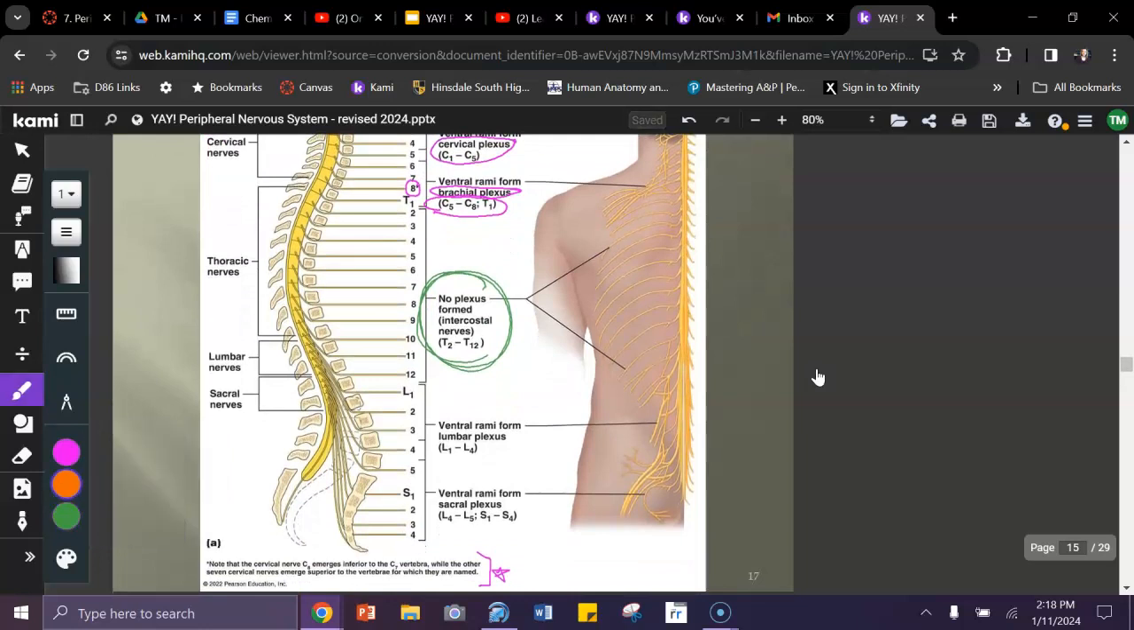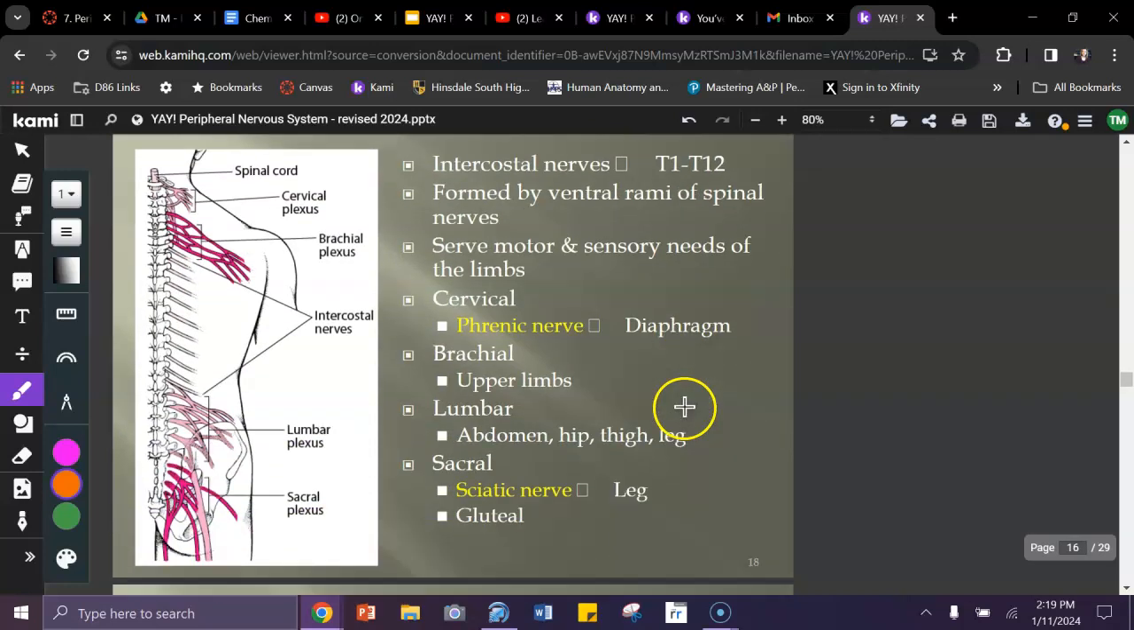The lumbar plexus is going to form from nerves L1 through L4. And then finally, the sacral plexus is going to form from L4 to L5 and from nerves S1 through S4, so the ones that are coming out of the sacrum as well. Okay, so these are all the nerves that are actually forming the plexuses, but what do these plexuses do? So let's take a look at that here.